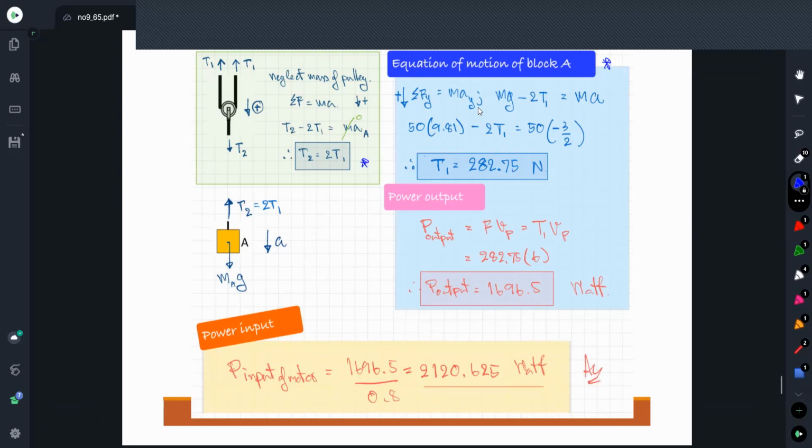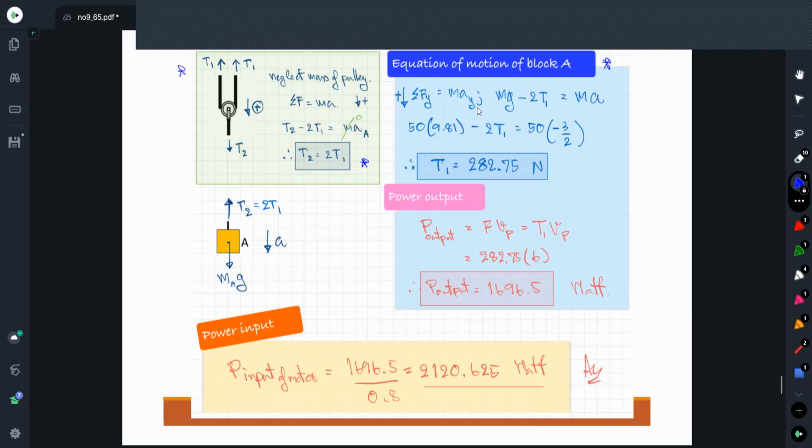I wrote this free body diagram to show you the assumption of neglecting the pulley mass. For this case, because we neglect the pulley mass, T2 becomes 2T1. If the pulley mass is not neglected, we have to separate the free body diagram like this, in order to take care of the weight of the pulley also. Or we may combine the pulley into the mass of block A.